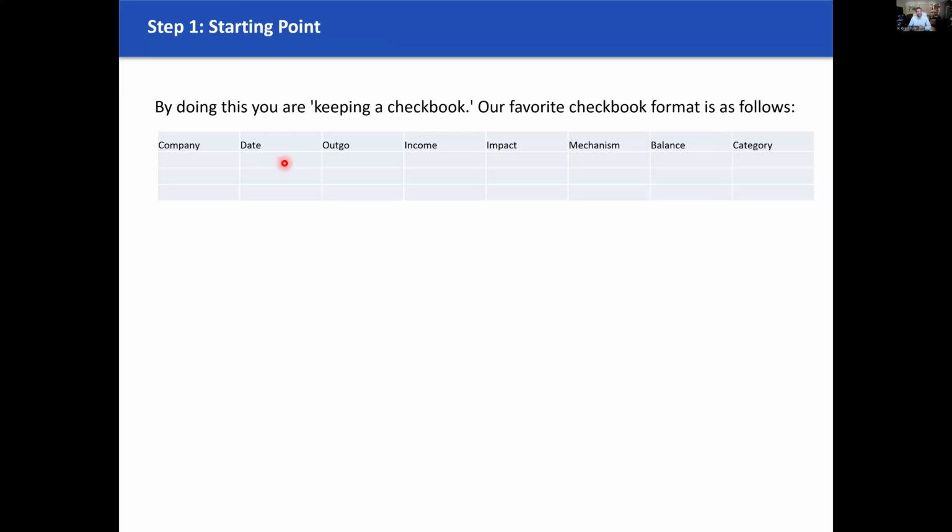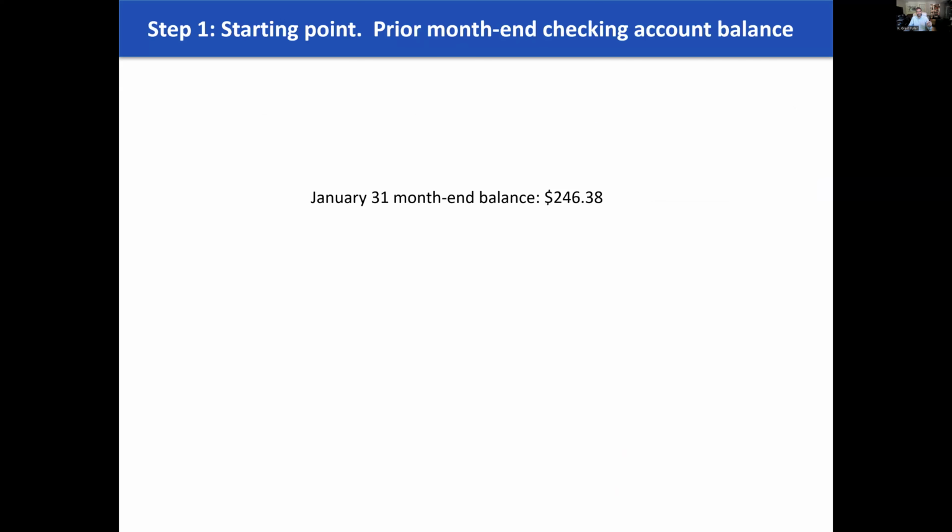Two, when did it happen? Three, did money go out? If so, how much? Four, did money come in? If so, how much? And then the impact is going to be, if money went out, it'll just be minus an amount. If money came in, it'll be plus an amount. And then how did we spend it? Was it Zelle, credit card, check, etc.? And then what's left over after the transaction? And again, what category do we want to put this spending in?